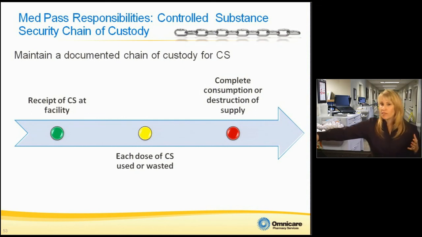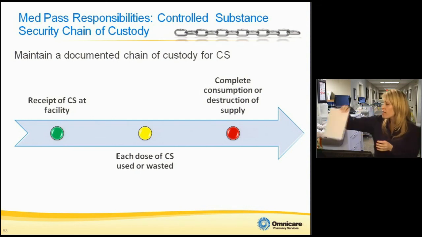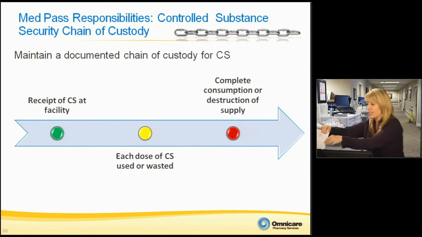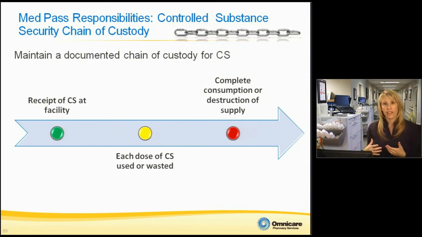If the resident takes all of the medications in that blister pack and it's completely down to 0, the count sheet says it's completely down to 0 as well, and we keep a record of that. If they did not use it all and we have to destroy it, there's a record of destruction. So you need to know from start to end what happens at that facility with every single controlled substance.